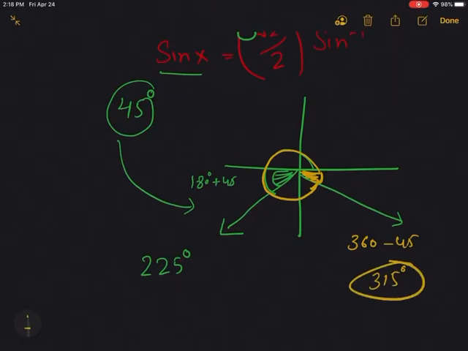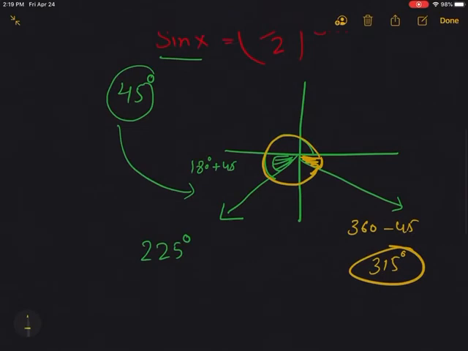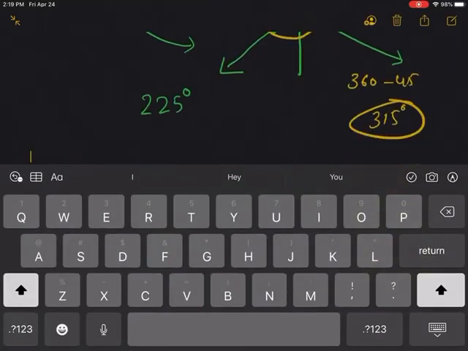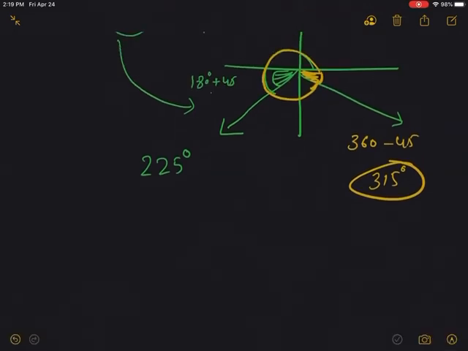Or, I would say, a shortcut: if your angle is in the first quadrant, we don't do anything. It stays the same. If it's the second quadrant, we do 180 minus that angle. If it's the third quadrant, we do 180 plus that angle. And if it's the fourth quadrant, we do 360 minus the angle. All right, that's how we do it.